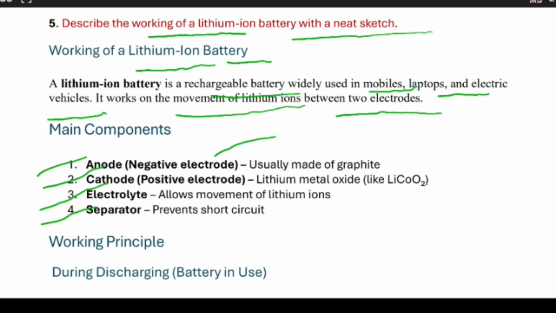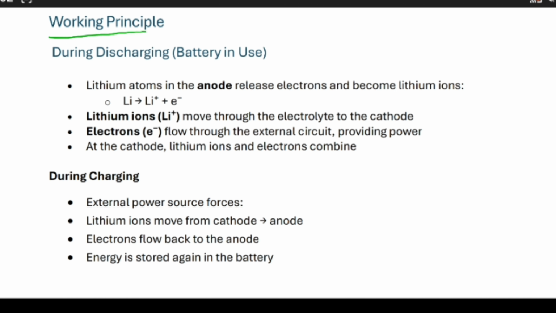The anode is the negative electrode, usually made of graphite. The cathode is the positive electrode. It is made up of lithium metal oxide. The electrolyte allows the movement of lithium ions, and the separator prevents short circuits. Working principle of lithium during discharge, that means when the battery is being used.